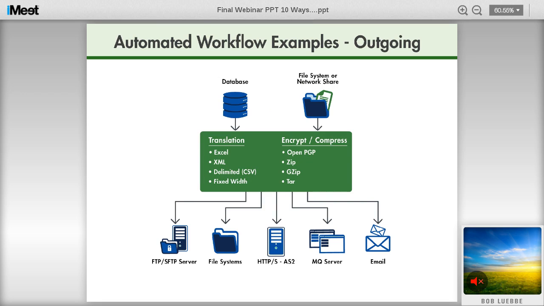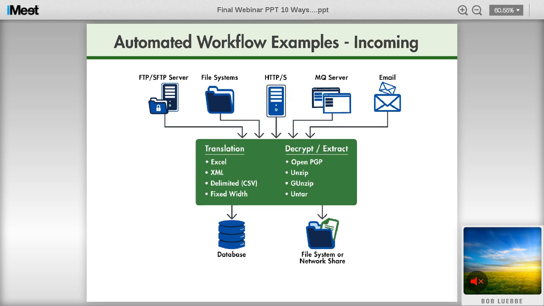So for instance, you could define a workflow that would pull information from a database, translate it to, let's say, a CSV file, then it could encrypt it with PGP, and then send that out to an SFTP server. So that could be a single workflow that would perform all of those steps. Or let's say you already have the files prepared on a network server. They could grab those files, encrypt them or zip them, and then send those out. Maybe in this case you want to just place them on another file system or send them out to an FTP site.